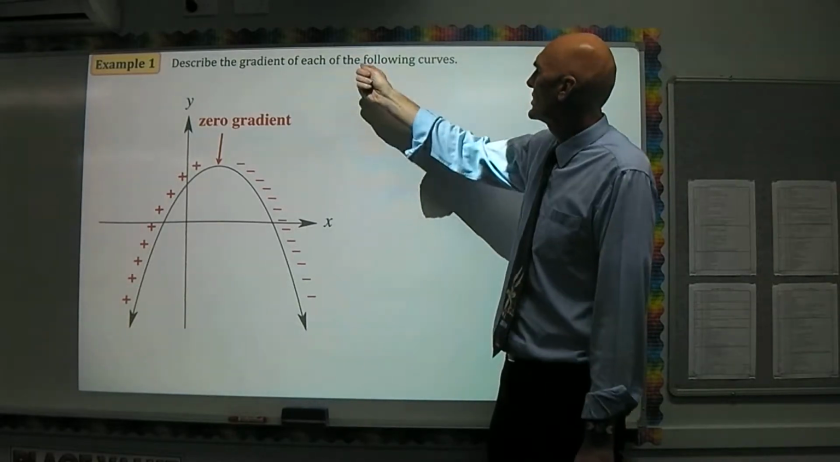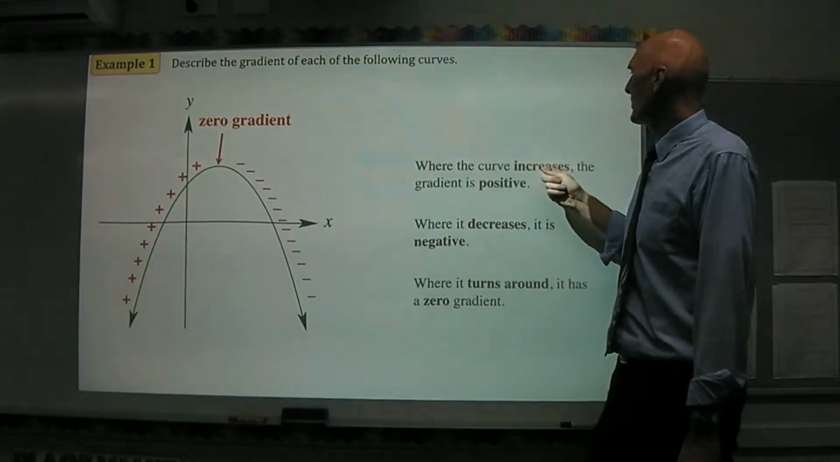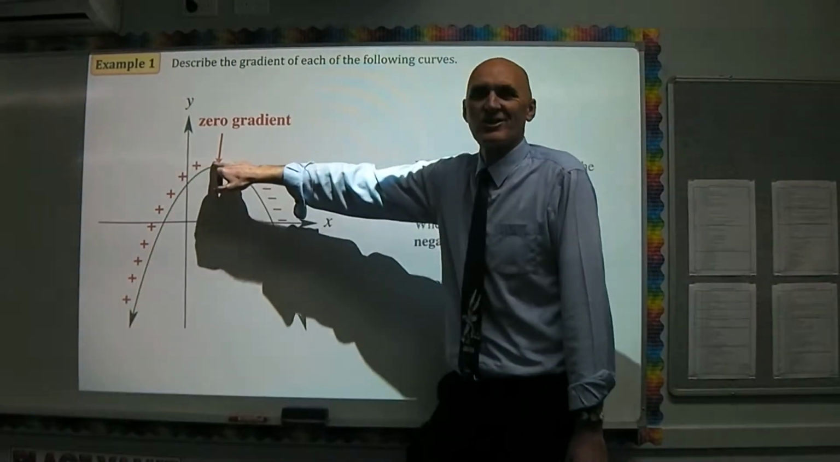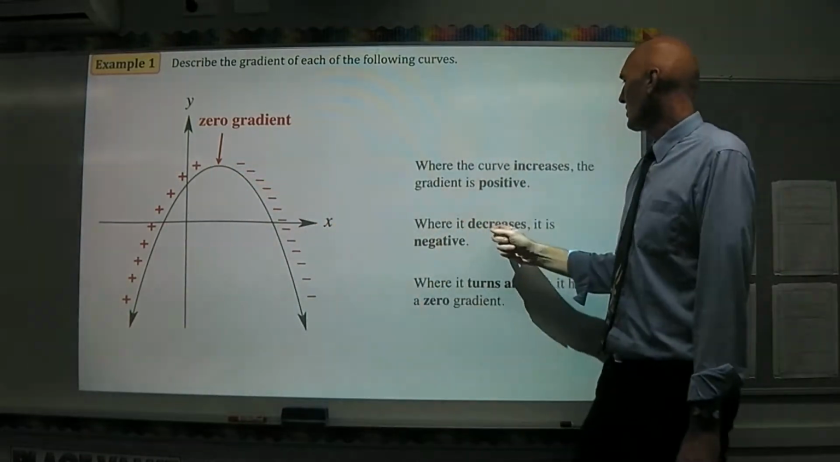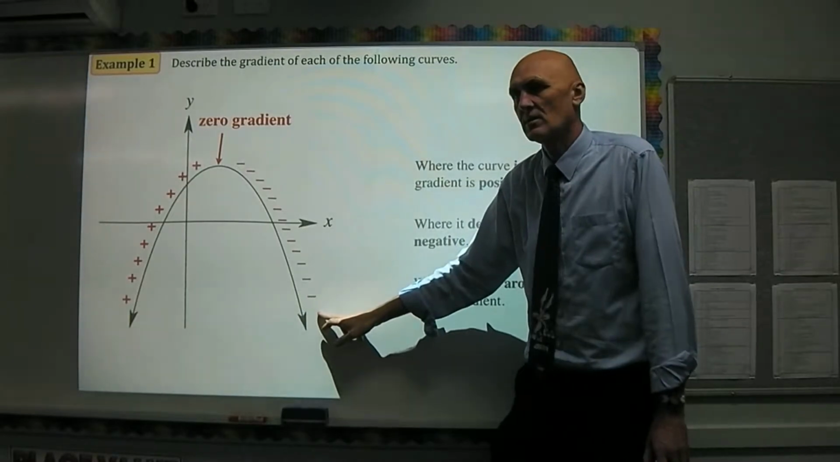Now it says to describe it. How would we describe it in words? We'd say, where the curve increases, the gradient's positive, and we can see that, that's where we put all the plus signs. Where the curve decreases, it's negative, that's where all my negative signs are.